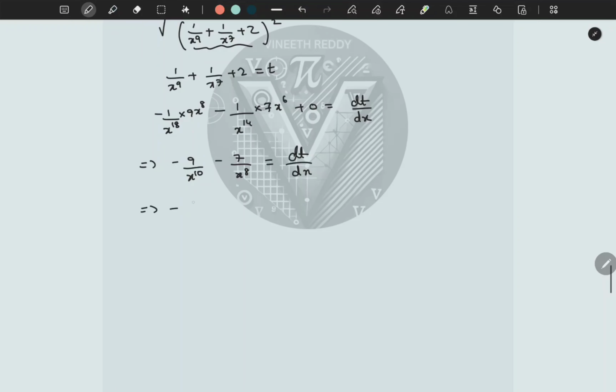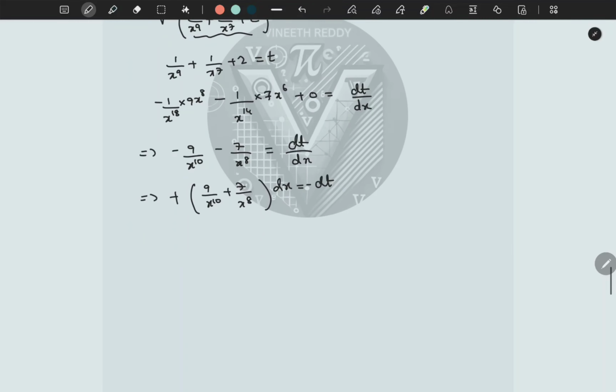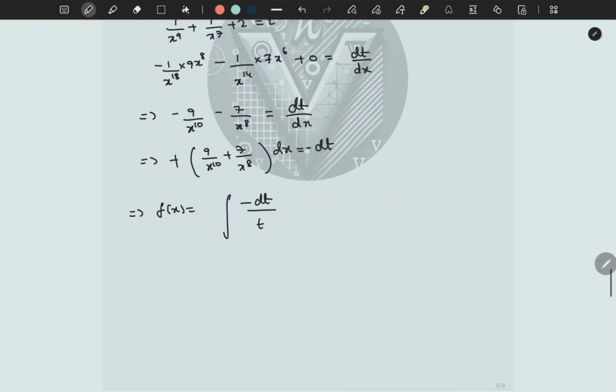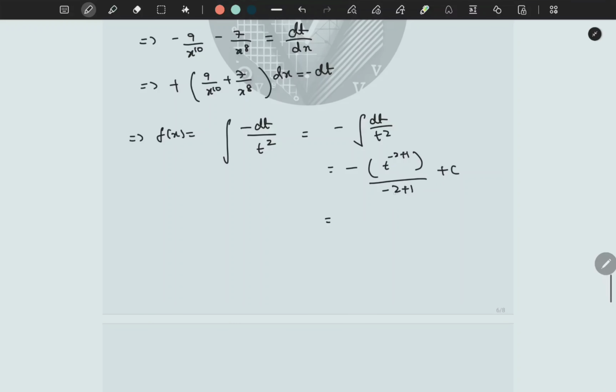So we can take minus common. So we get 9 by x power 10 plus 7 by x power 8 times dx will be equal to minus dt. That means ultimately f of x becomes, numerator will be minus dt divided by t raised to the power 2. So the integral of 1 by t square should be t to the power minus 2 plus 1 divided by minus 2 plus 1, plus c. So ultimately we do get, this denominator will be minus 1, minus and minus get cancelled. Ultimately I think we get 1 by t plus c.